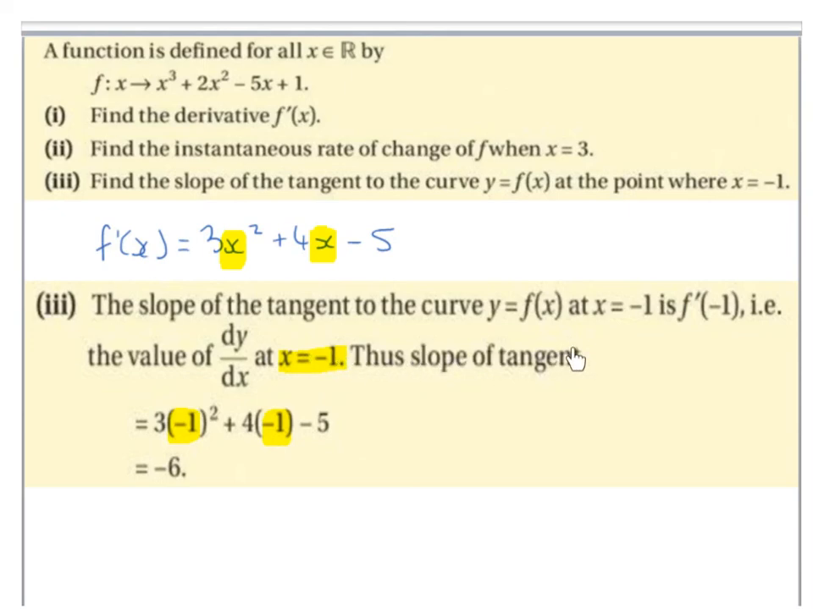Thus, the slope of the tangent is 3 times minus 1 squared plus 4 times minus 1 minus 5, which is minus 6. So what we did was we swapped each of the x values in our derivative for minus 1 with brackets and multiplied. So the slope of the tangent to the curve y equals f of x at x equal to minus 1 is minus 6.